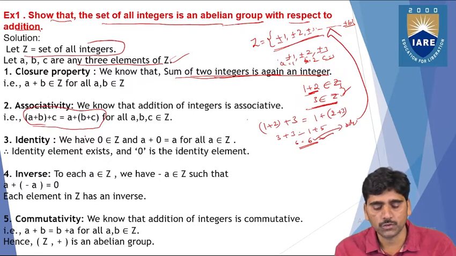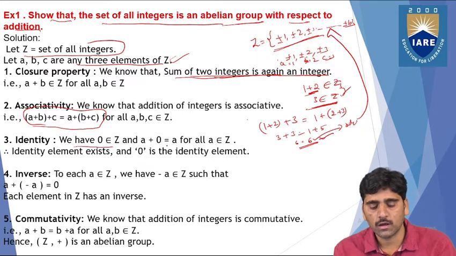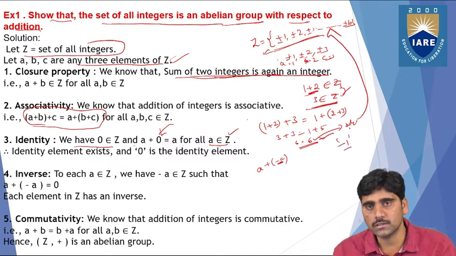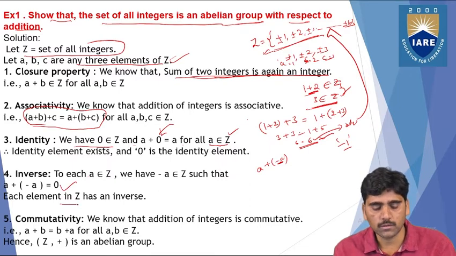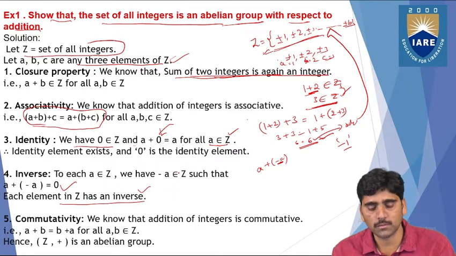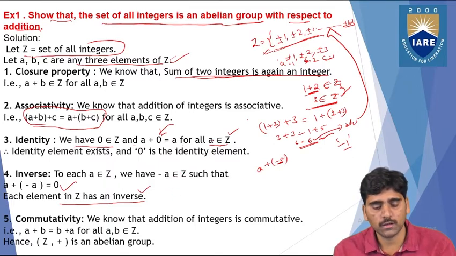And the identity property. For the identity property, we have 0 belongs to Z, and A plus 0 equals A. Here the element 0 is the identity element for all A belongs to Z. And inverse. For the inverse, we know that A plus of minus A, and minus A is also an integer. So minus 1 is also in the integers group. So you can say that A plus minus A equals 0. So each element in Z has its own inverse, so the inverse property is satisfied.